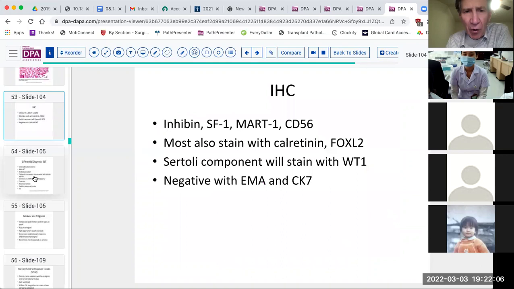Now let's talk a little bit more about the immunohistochemistry. So our usual markers for stromal tumors, like inhibin, Melan-A will be positive, as I said, in the Leydig cell component, SF1 and CD56, and very often calretinin and FOXL2. The Sertoli component can stain with WT1 as well, and that can be very useful as well for you.